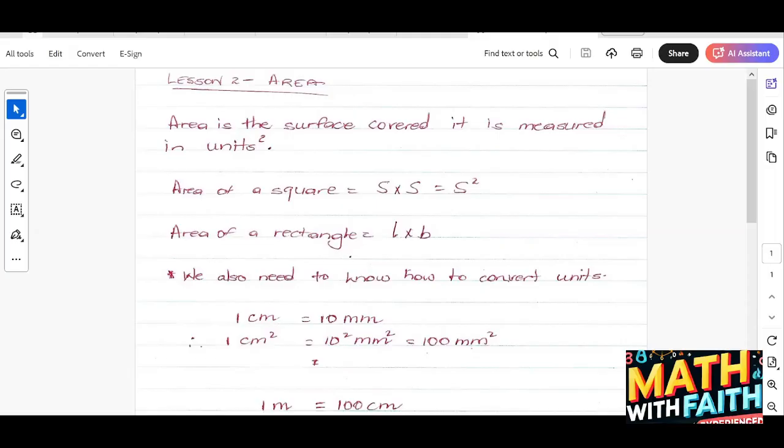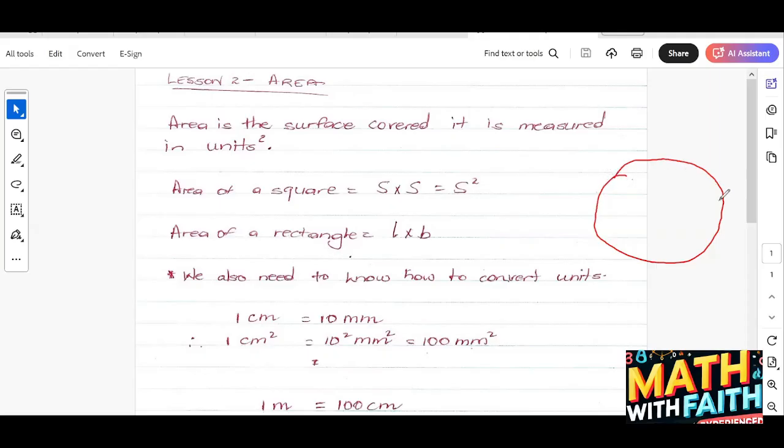Now, whereas perimeter that we covered in the last lesson is the distance around, area is the surface covered. So let's say we have this particular shape.